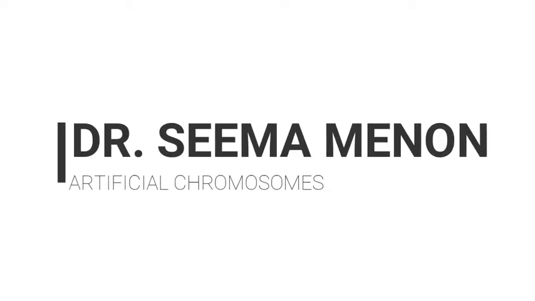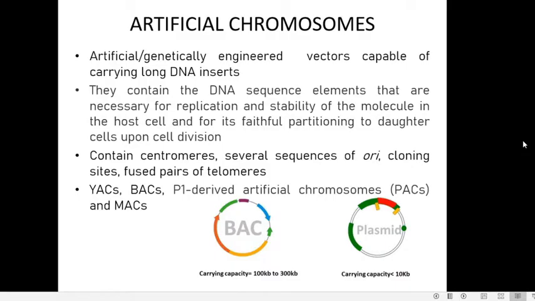Today we will have a discussion on artificial chromosomes. Artificial chromosomes are genetically engineered vectors. So we know that a vector is used for transferring a foreign gene into a host cell. The commonly used vectors are plasmids, phages, etc. One of the major problems with these vectors is that they cannot carry larger sizes of foreign genes.